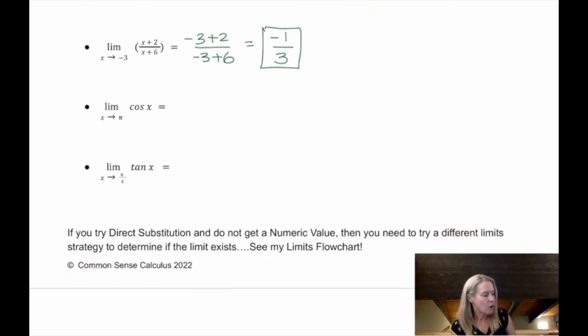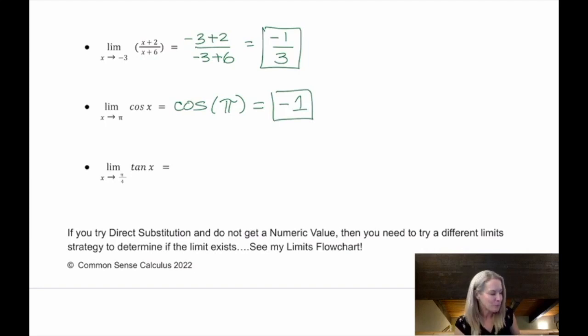The last two are trig examples. Limit as x approaches pi of cosine of x. That means we can plug in pi for x. And what is the cosine of pi? Well, if you know your unit circle, you know that the cosine of pi is negative 1. If you don't know your unit circle, check out my video on that.